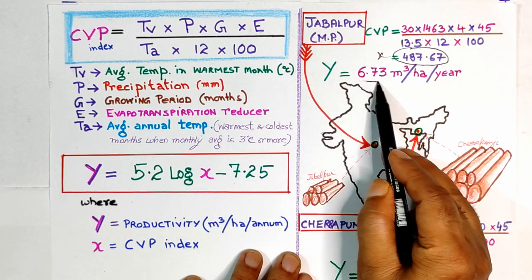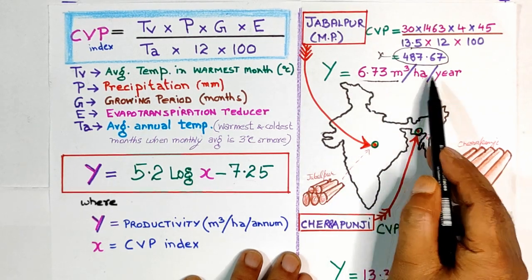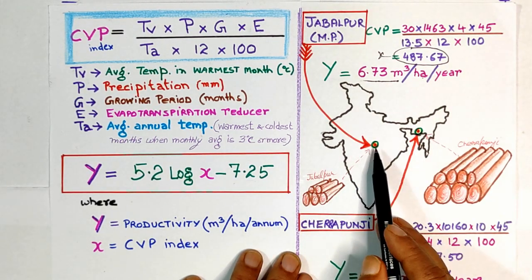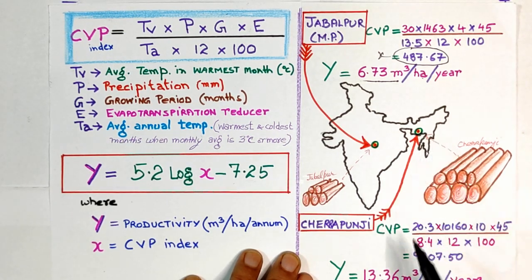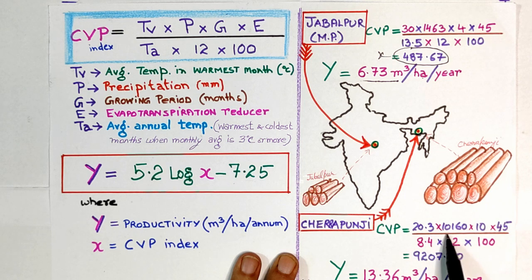We get 6.73 cubic meter per hectare per year for Jabalpur. Cherrapunji, similarly we can calculate it like TV is 20.3 into P is equal to 10160, into growing period is 10, into 45 is evapotranspiration, divided by TA is 8.4 into 12 into 100. We get X is equal to 9207.50. This much we get.